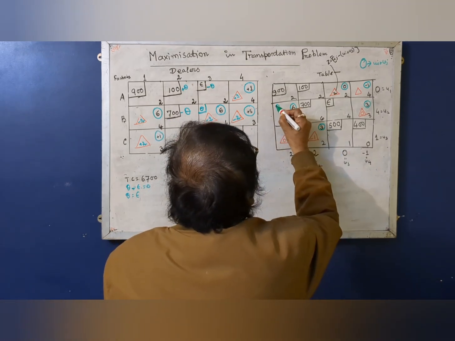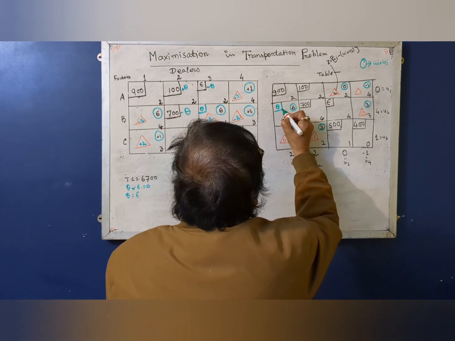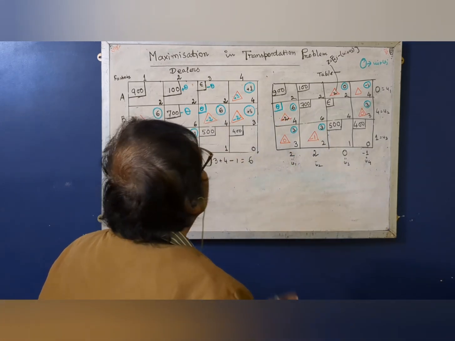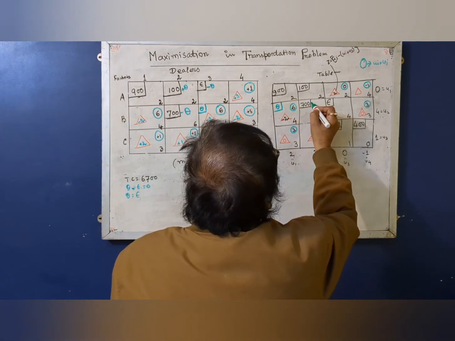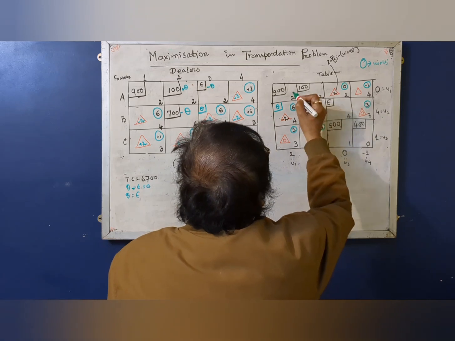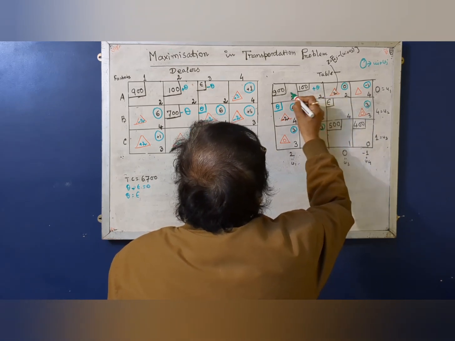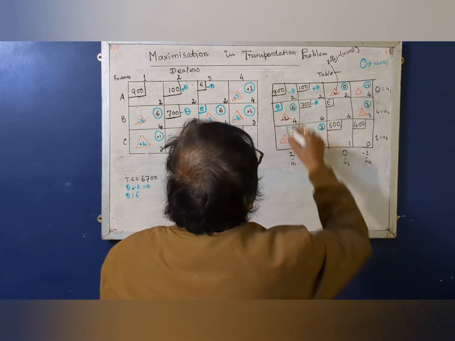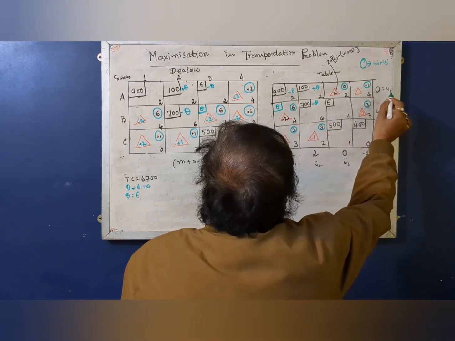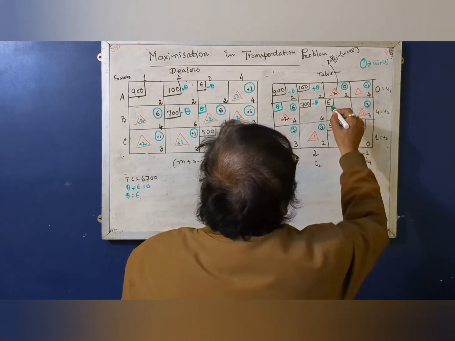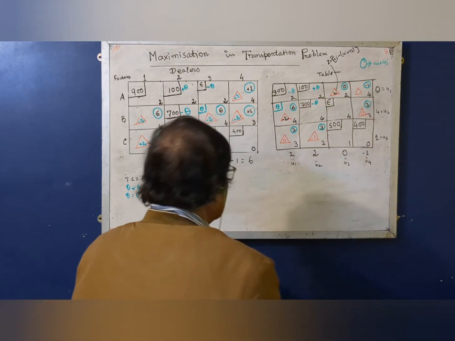That means you have to put theta here. You have to put allocations in this cell to make it balanced. You do it in this way, plus theta and minus theta. If you add it, there is no change. Epsilon remains in the same place.